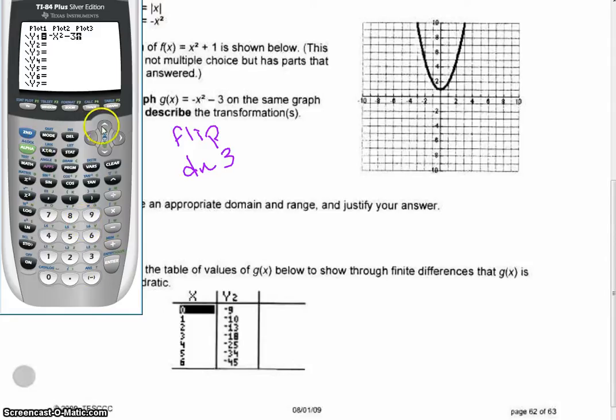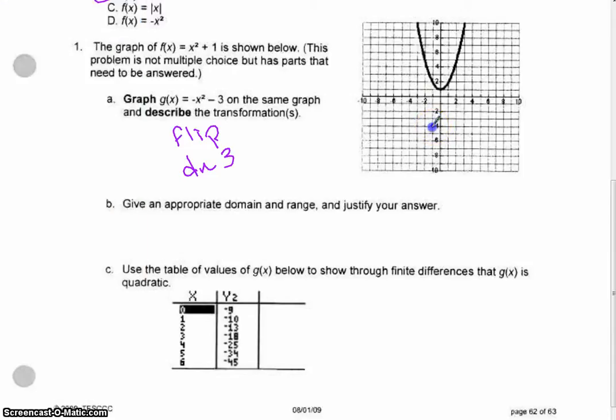Then you're going to have to look at your table and get some points. Negative 1, negative 4; 0, negative 3; 1, negative 4. And it's going to look something like this. Did it flip? Did it move down? Yes. The way you know about the down is we're talking about the vertex, okay? Compare your vertex.